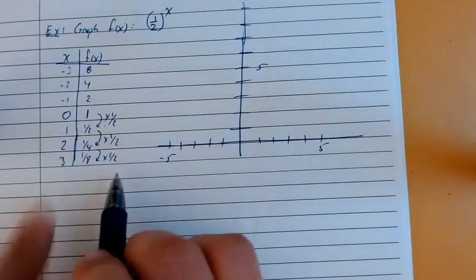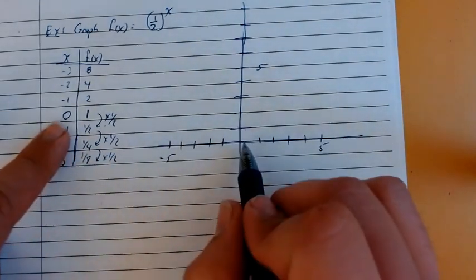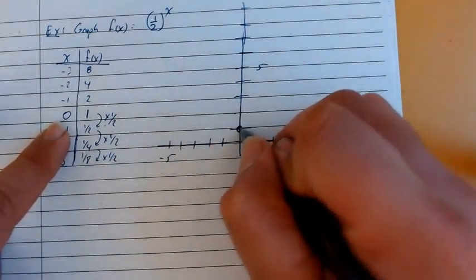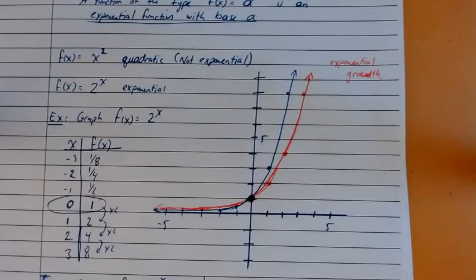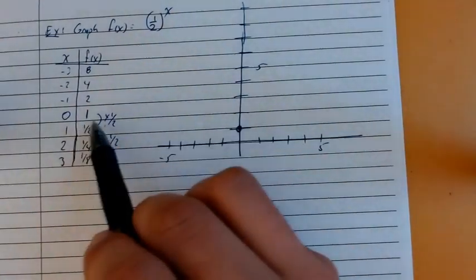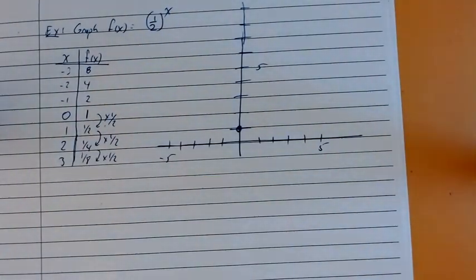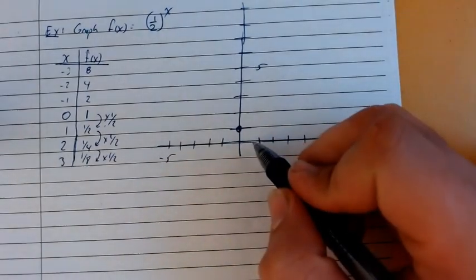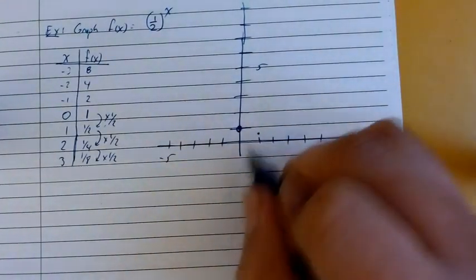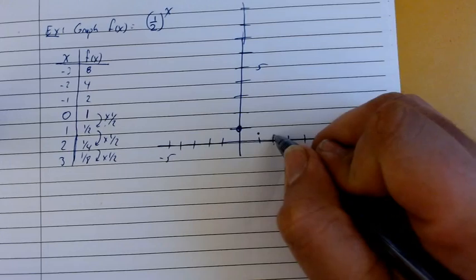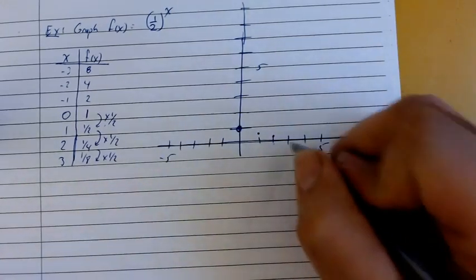If x is equal to 0, y is equal to 1. Well, no surprise there. Just like my previous graphs, it's going to cross through 0, 1. That's going to be common for every exponential function. When you have a base to the power of x, they're all going to cross through 0, 1, because anything to the 0 is equal to 1. Now, if x is equal to 1, y is a half. If x is equal to 2, y is a quarter. And if x is equal to 3, y is an eighth.